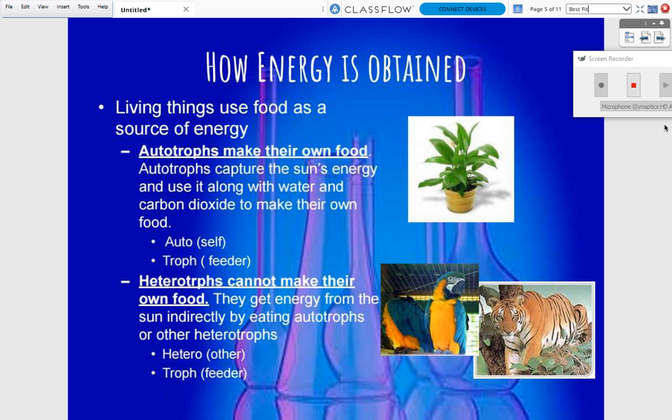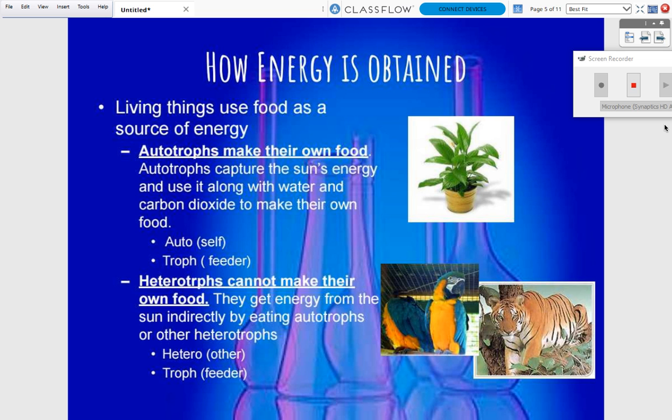So plants get their energy differently, and they are called autotrophs because they make their own food. Living things use food as a source of energy. Autotrophs make their own food. Autotrophs capture the sun's energy and use it along with water and carbon dioxide to make their own food. Auto means self and troph means feeder, so an autotroph is a self-feeder.